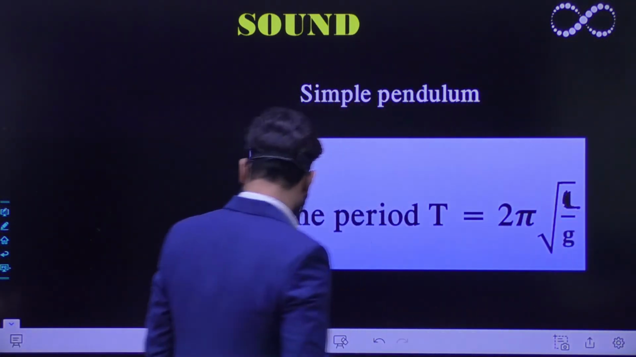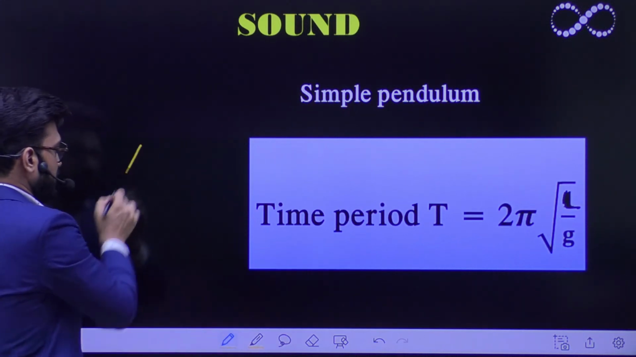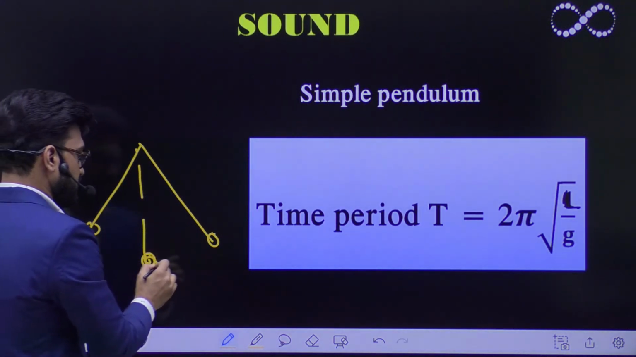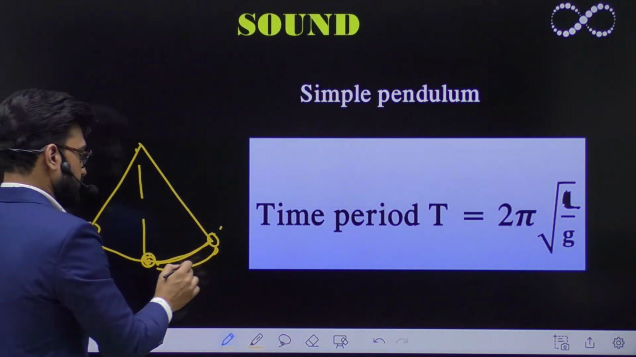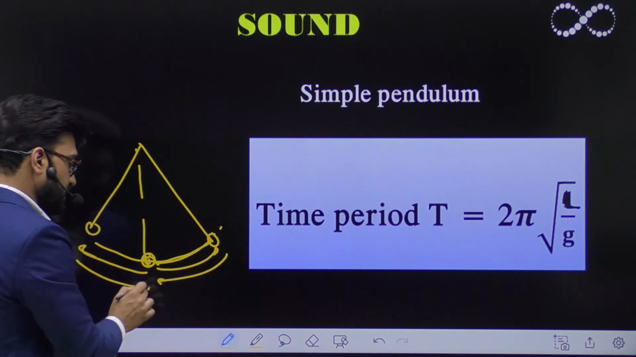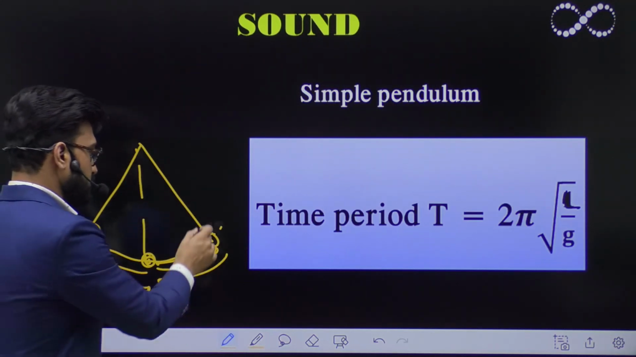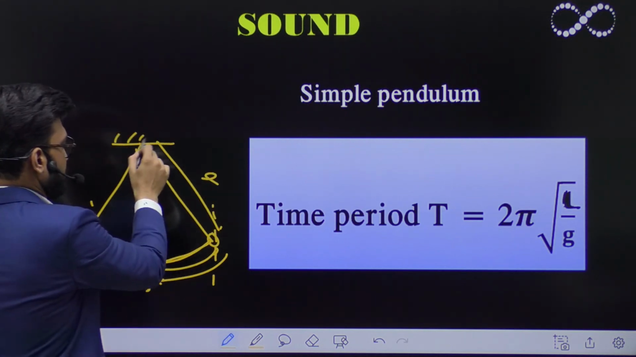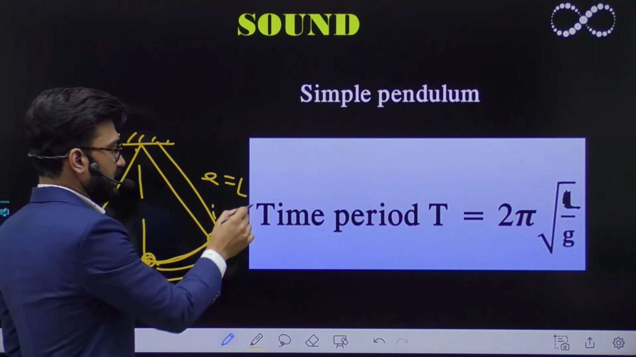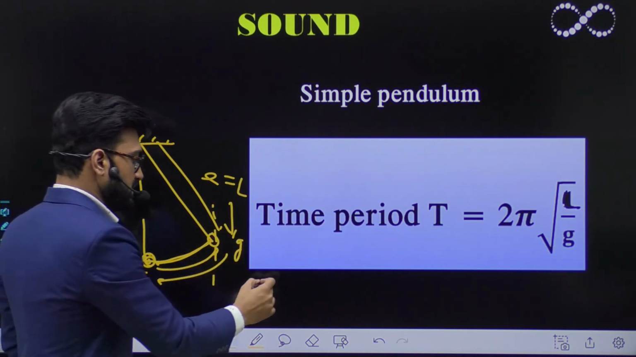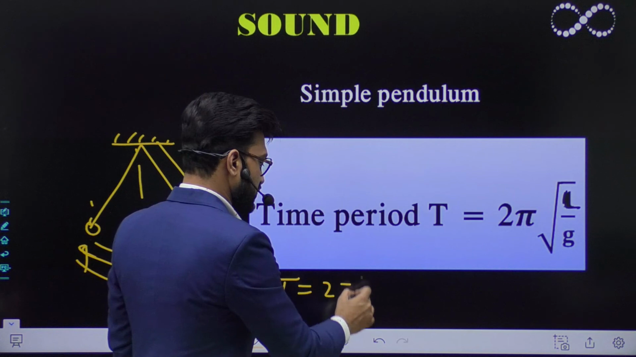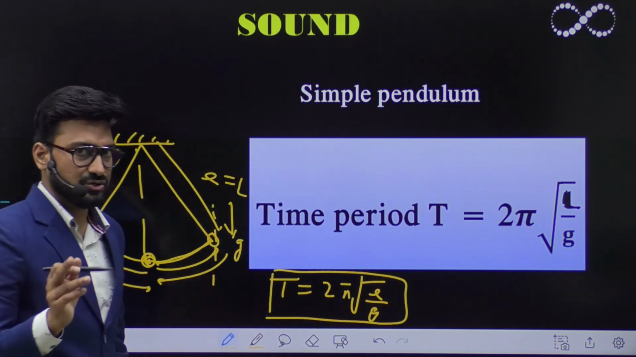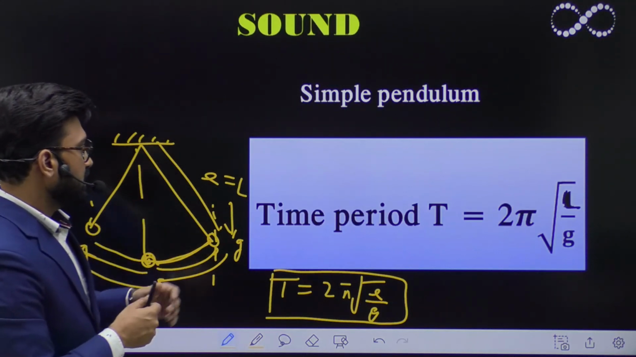If you are given a simple pendulum, and this is its mean position, it keeps on oscillating. It goes there and comes back, again it goes there, and again comes back to its mean position. These are the extreme positions, and L is the length of this simple pendulum, and the acceleration due to gravity is g. The time period of oscillation is 2 pi root of L by g. It only depends upon the length and the acceleration due to gravity.